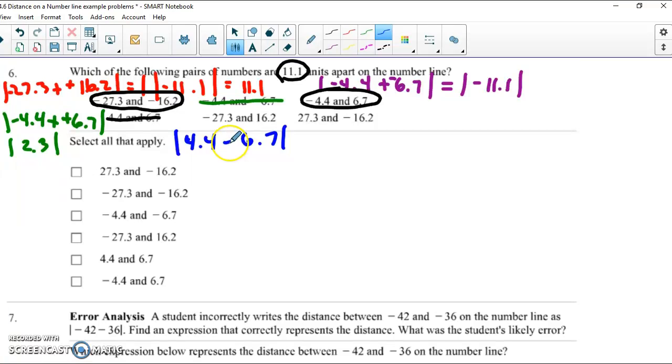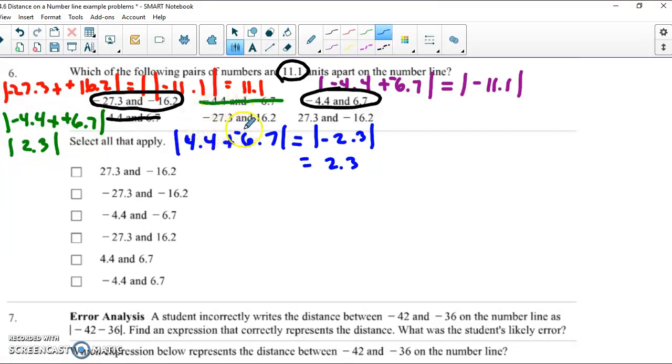So I'm subtracting, and I'm taking away more than what I started with. So I'm going to do same, change, change. So now I'm adding numbers with different signs, so I'm really going to find the difference. So the difference, or when I subtract 6 7/10 and 4 4/10, is I get 2 3/10. My larger number is negative, so my answer is negative. And the absolute value of -2 3/10 is positive 2 3/10. So we did prove these are not 11 1/10 apart from each other.